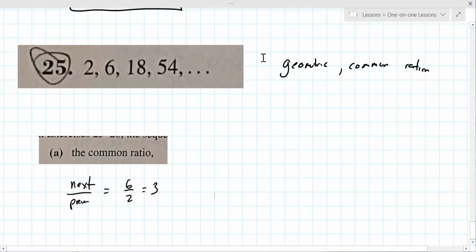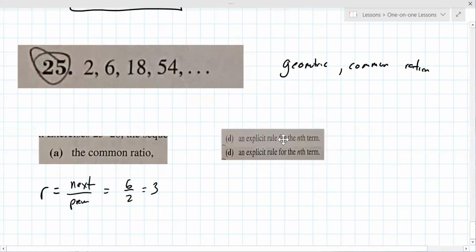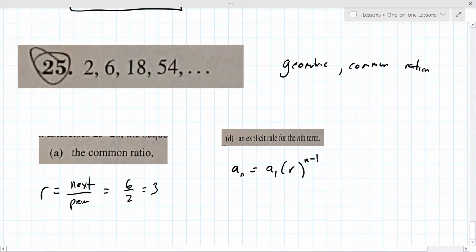Okay, so the common ratio R here is equal to that. We're going to do part D next because, again, you generally find the rule for this. So this is another one that you'll have to write. Make sure you know it's A sub n equals A1 R to the n minus 1 power. Does that seem right? Yes. I've seen it. Okay, I think that's right.